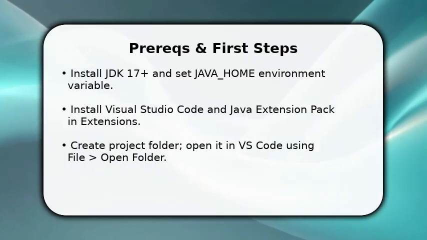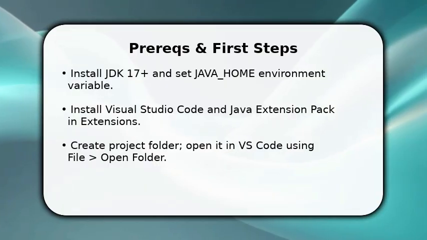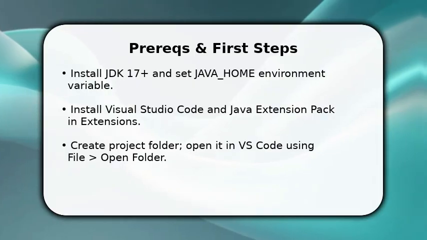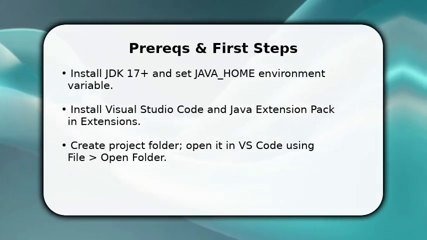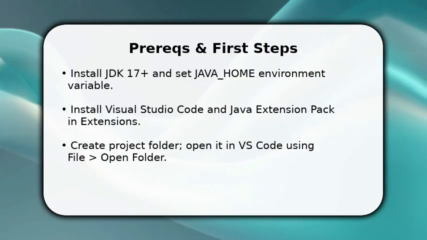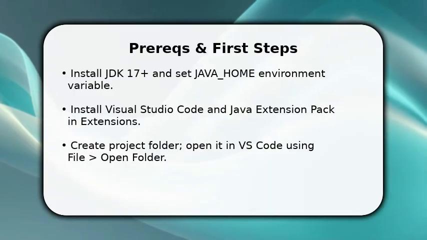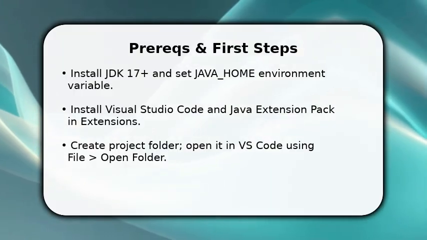You start by making sure the JDK is installed and Java Home points to it. Next, open Visual Studio Code and install the Java extension pack so you get language support, debugger, and project tools. Once done, create a project folder and open that folder in VSCode to work inside the editor.